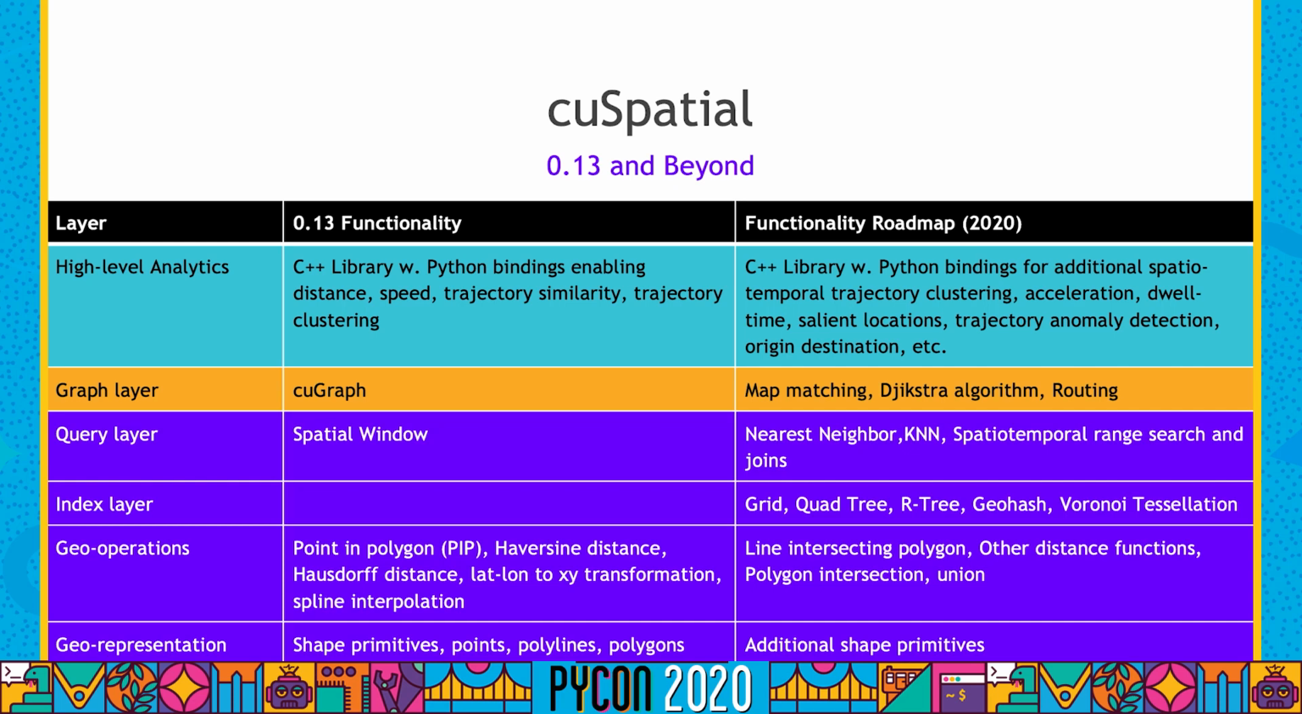Here's the roadmap for cuSpatial. In the graph layer, extending out to Dijkstra's algorithm, routing, map matching. In the query layer, doing things like KNN, nearest neighbor, range searches and joins. For geo representation, adding additional shape primitives.